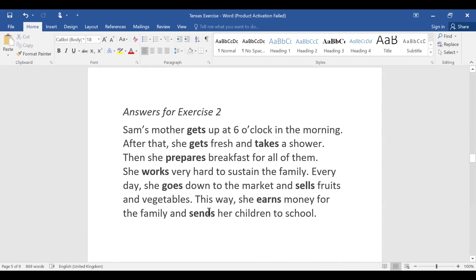Sam's mother gets up at 6 o'clock in the morning. After that, she gets fresh and takes a shower. Then she prepares breakfast for all of them. She works very hard to sustain the family. Every day, she goes down to the market and sells fruits and vegetables. This way, she earns money and sends her children to school.